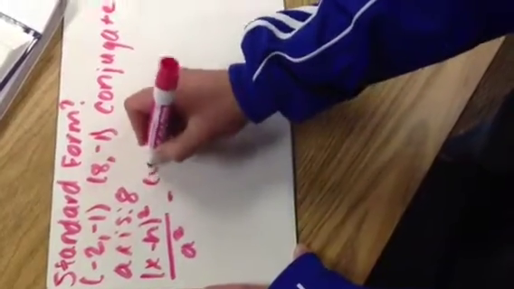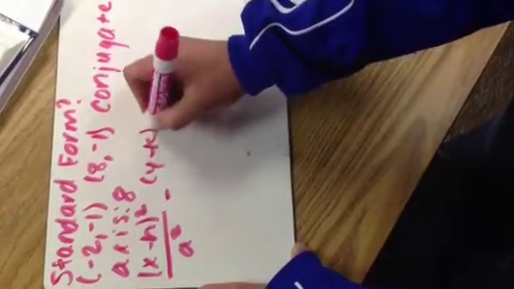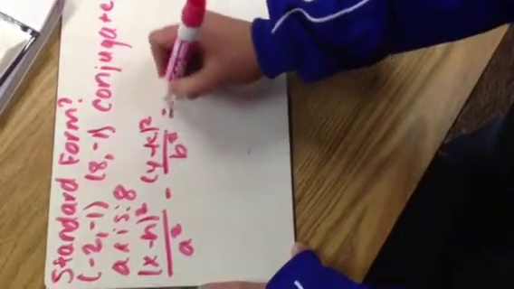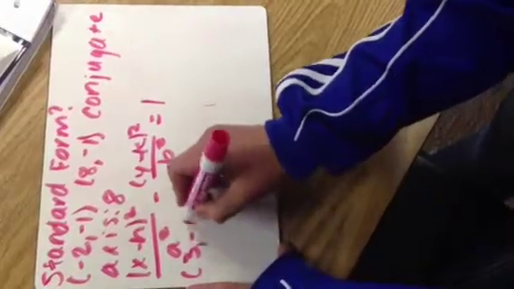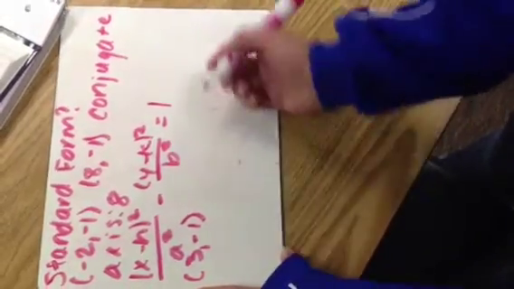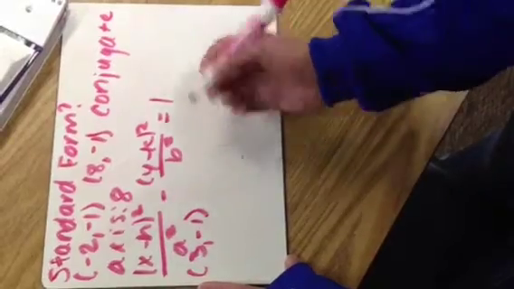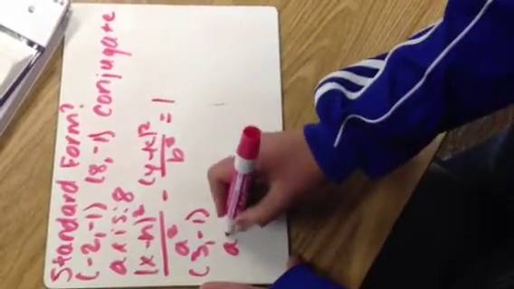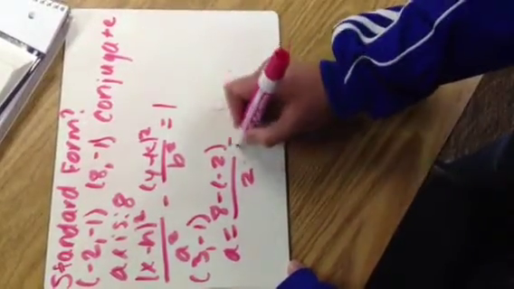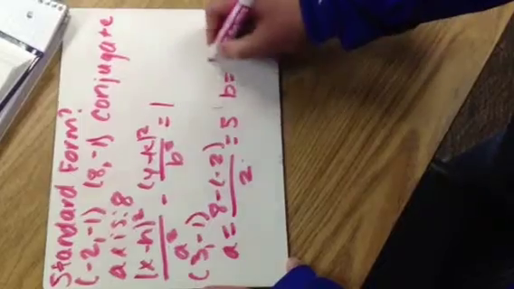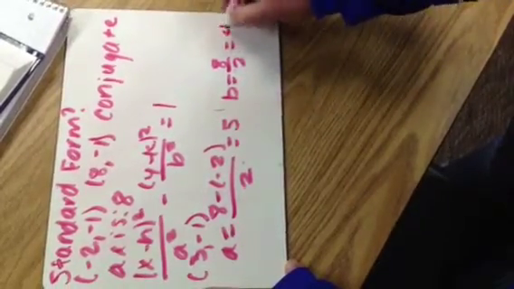So we have the standard equation, x minus h squared over a squared minus y minus k squared over b squared equals 1. And then h, k is the midpoint, which is 3, -1, and that's given. The semi-transverse axis and semi-conjugate axis are: a equals 8 minus -2, over 2, equals 5, and b equals 8 over 2 equals 4.